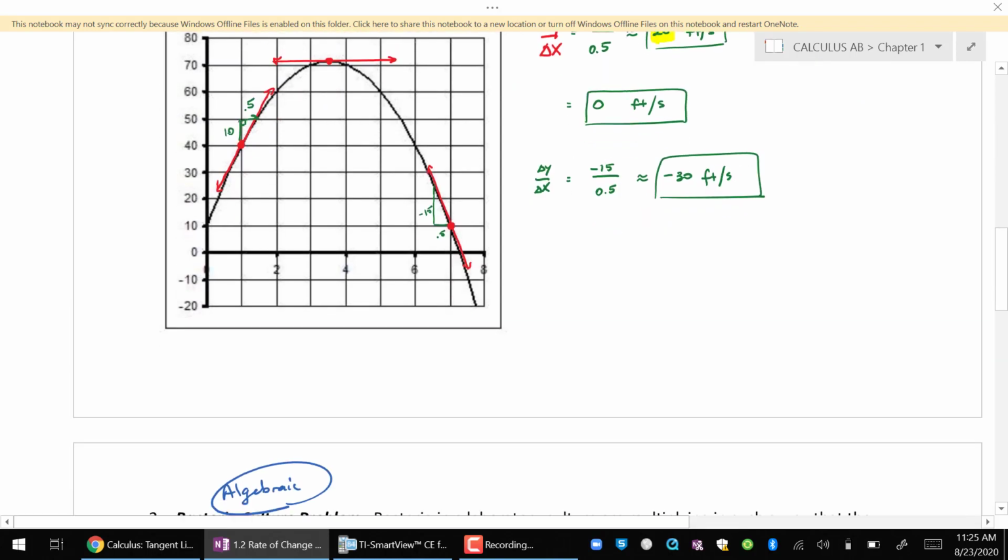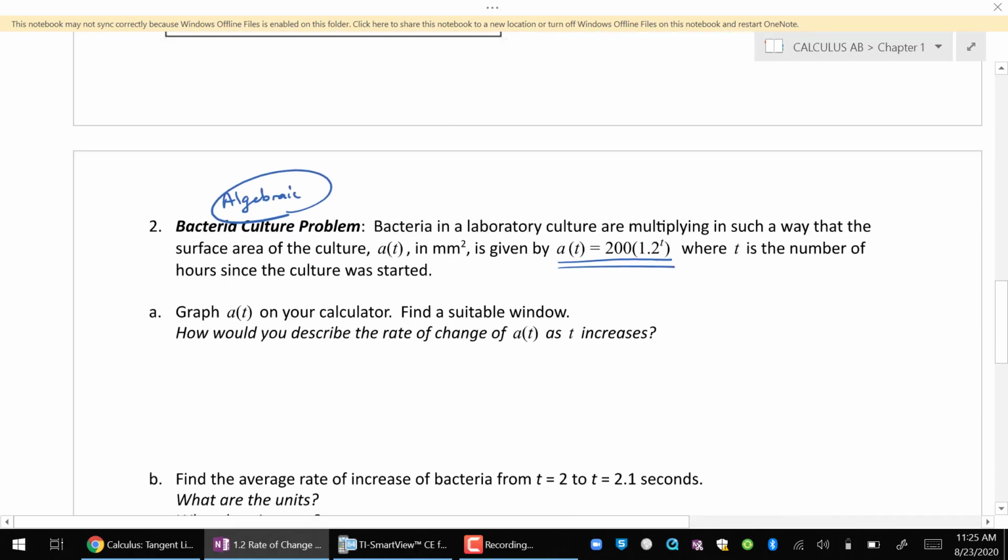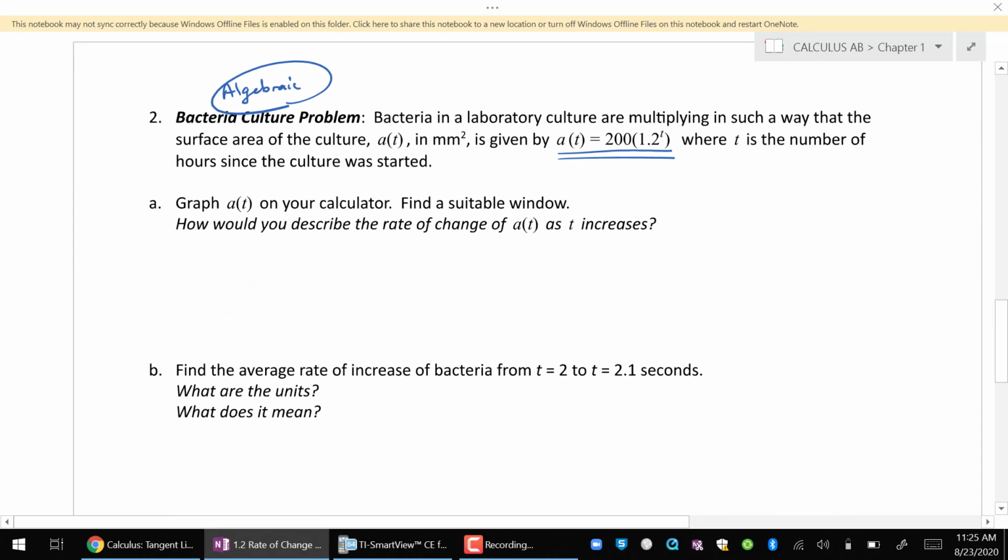And that brings us to this last example, and it's the most complex. It's asking quite a bit here, and it's an algebraic approach. We're given a function, which is right here. Bacteria in a laboratory culture are multiplying. They're increasing such that the surface area of this culture in square millimeters, notice the units, is given by that function, and t is in hours since the culture was started. So letter A says to graph this function on your calculator and find a suitable window. How would you describe the rate of change of A as t increases?